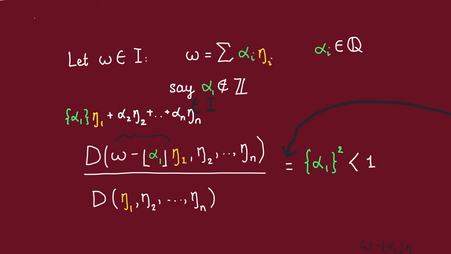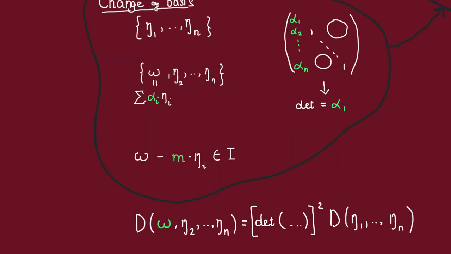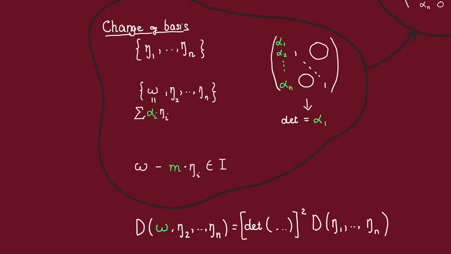Now for the sake of contradiction, let's suppose that one of these coefficients is not an integer. Let's say alpha 1 is not an integer. Now we want to create a contradiction by creating another tuple, right, but with smaller discriminant. And the way we'll do that is by replacing this eta 1 with something else. Observe that when we change this basis by this new basis, by replacing eta 1 with omega, then how does the discriminant change? Well, this new discriminant is just going to be the product of the determinant square of the change of basis matrix with this old discriminant.